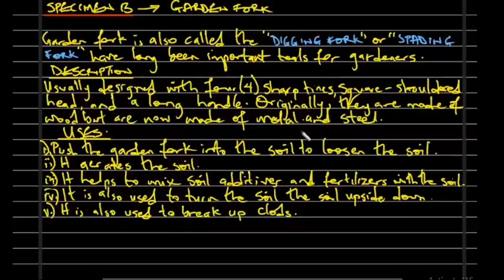The major uses are that they are used for pushing the garden fork into the soil, to loosen the soil, to break the soil into particles, particularly when the soil has clogged together. So you use this garden fork to break them into particles. It is also used to aerate the soil, as well as in the mixture of soil additives and fertilizers with the soil. We also use it to turn the soil upside down, making the underneath part of the soil come up for easier action of microorganisms, as well as using it to break up clogs. So those are the things that we use the garden fork for.